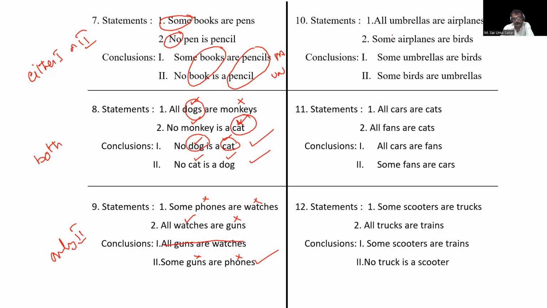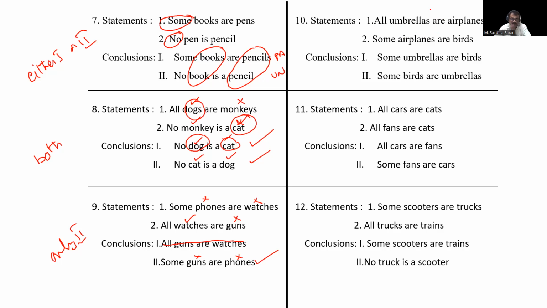Next, 10th one. All umbrellas are airplanes. Some airplanes are birds. All umbrellas are airplanes. So what is the immediate inference? Some umbrellas are airplanes. Some airplanes are umbrellas. Is not there. Some airplanes are birds. Some birds are airplanes. So here immediate inference is not satisfied.